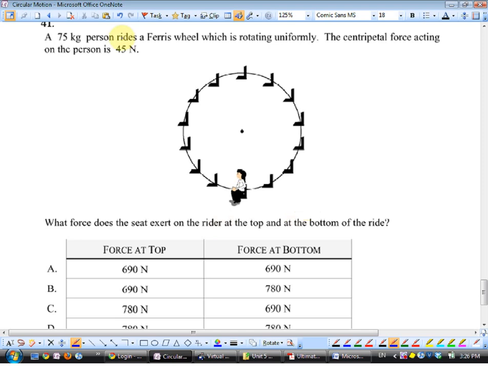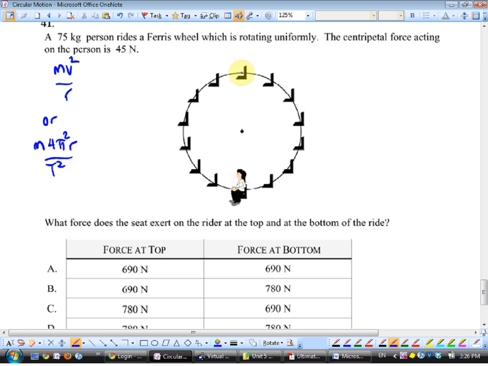Now, instead of telling me FC, remember they could have given me the velocity and the radius, and I could figure out FC. Or they could have given me the radius and the period, and I could have figured out FC. In this case, they gave it to me. That's fine.